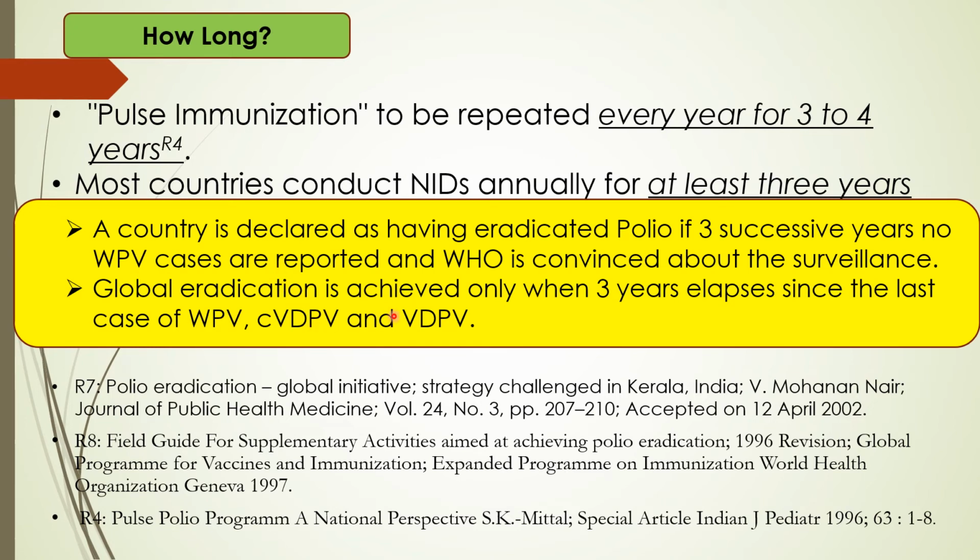Global eradication is achieved only when 3 years elapse since the last case of wild poliovirus, circulating vaccine-derived poliovirus, and vaccine-derived poliomyelitis are eliminated. Now, there seems to be no light at the end of the tunnel right now. Therefore, the question: how long will you give the polio vaccination? There's no definite answer, and this is what is troubling many pediatricians.